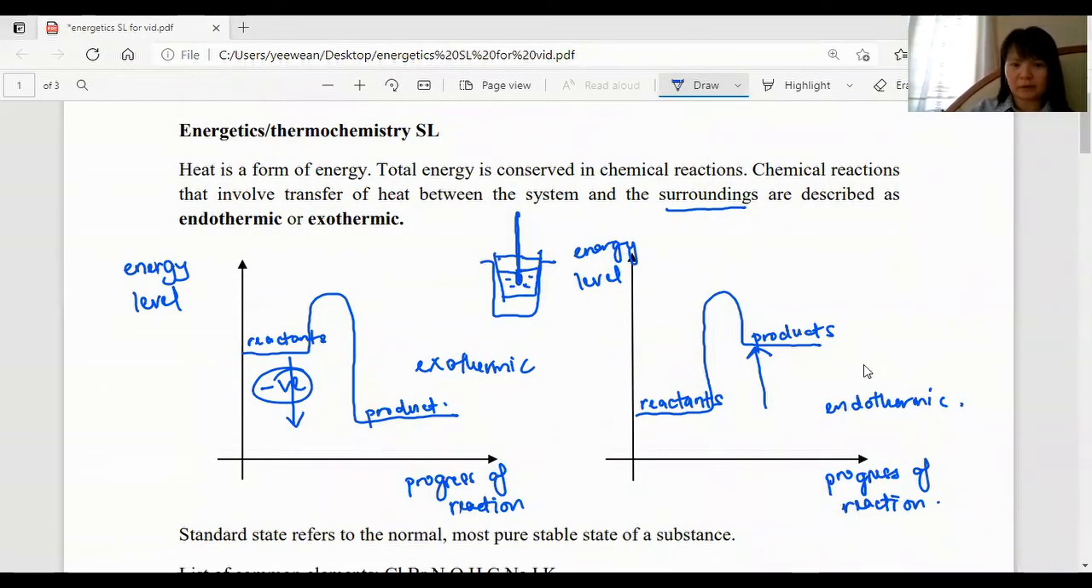Similarly, the opposite now. If the temperature in here decreases, it means that the system has absorbed the energy, so the reactants have less energy and the products have more energy, so we'll get an enthalpy change that is positive here, and that would mean it is endothermic, and this is the activation energy.